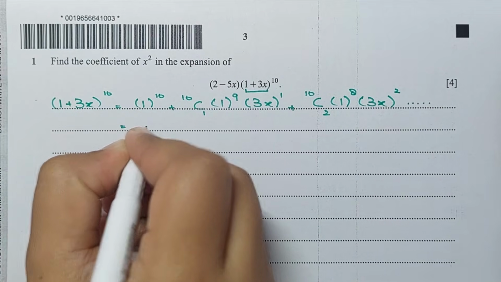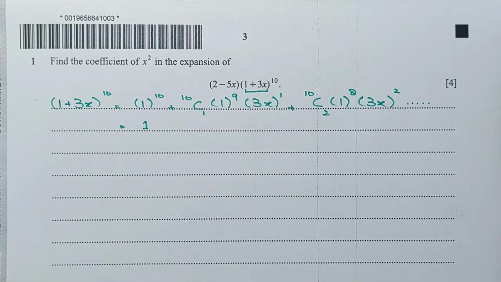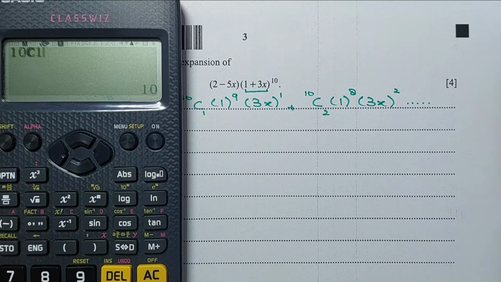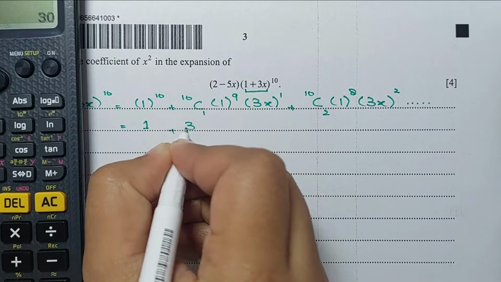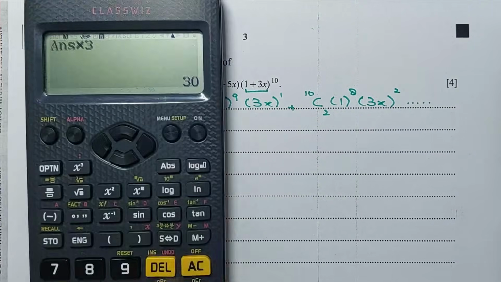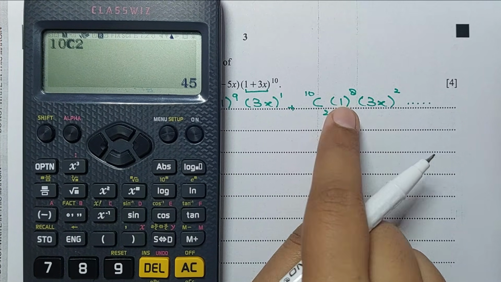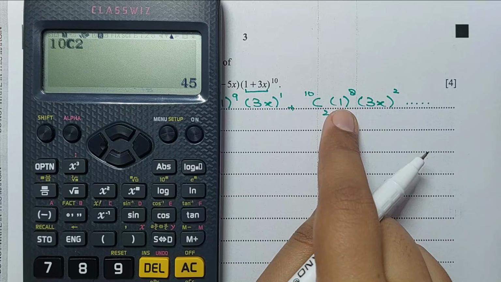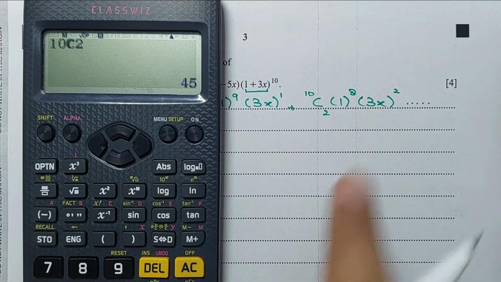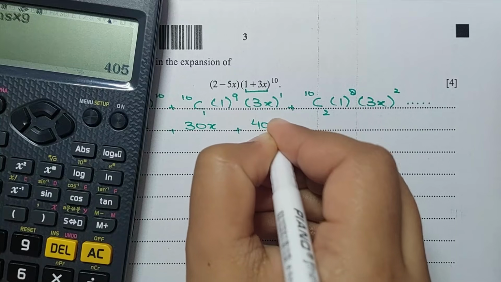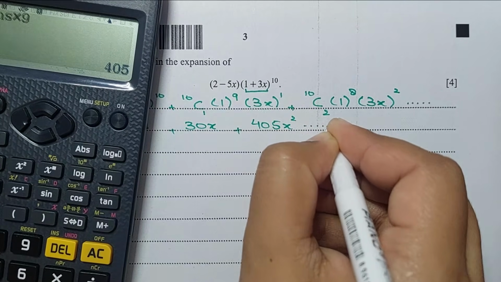We need the coefficient of x squared, so it is better to open it till x squared. Okay, so 1 to the power 10 is just 1. 10C1 is 10 multiplied by 1 multiplied by 3, which is 30. So this is 30x. And what is 10C2? 45. 1 to the power 8 is 1, 45 times 1 is 45, and 3 squared is 9, 45 times 9 is 405x squared, and so on.